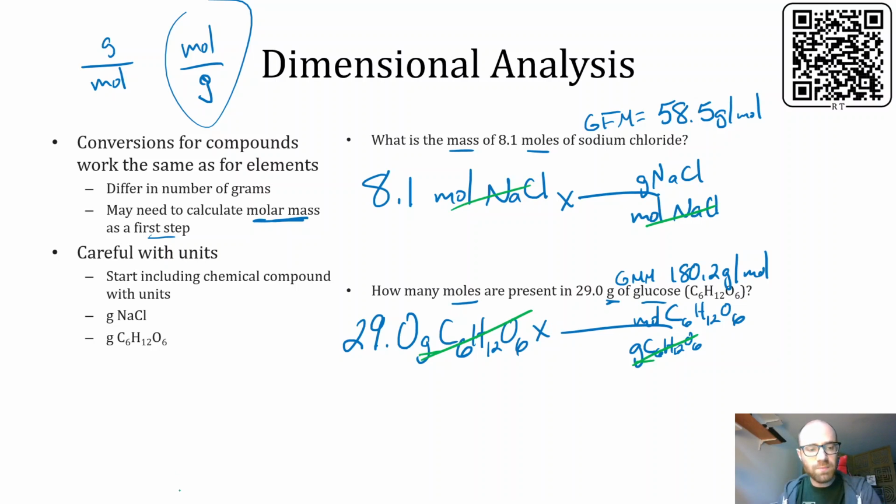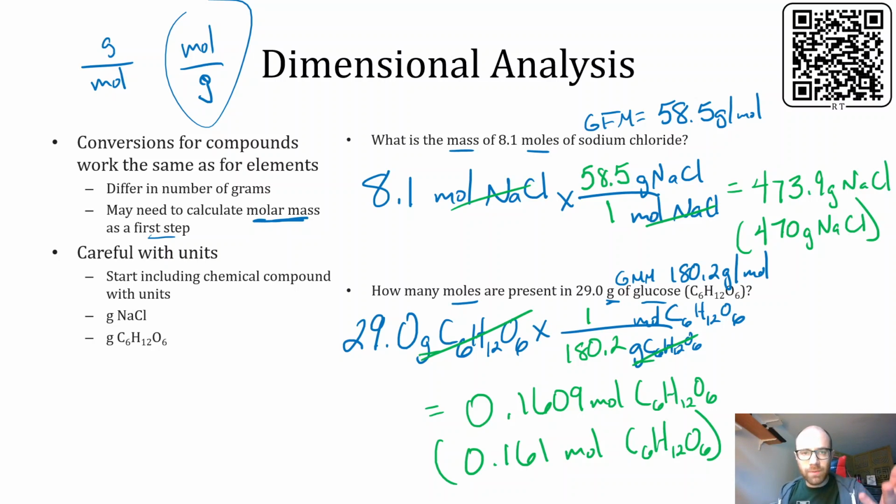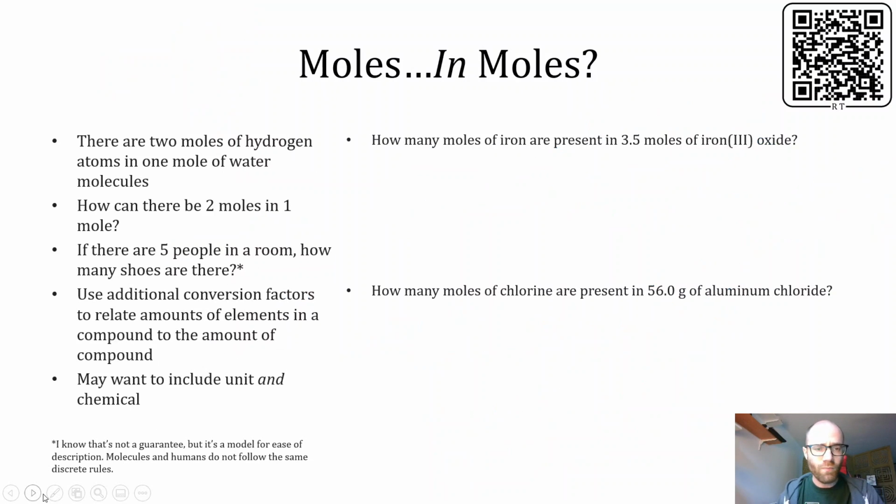And so all that's left at this point is to plug in the appropriate numbers. Just like before, the number 1 is going to go with mole, and the mass is going to be from the periodic table, just in this case, a sum instead of just a single number. Then you just go ahead and carry out your calculations. So in these two examples, 8.1 moles of sodium chloride is the same amount as 470 grams, and 29 grams of glucose is 0.161 moles. In both cases, I'm rounding for significant figures. You don't have to do that necessarily unless the problem explicitly says it.